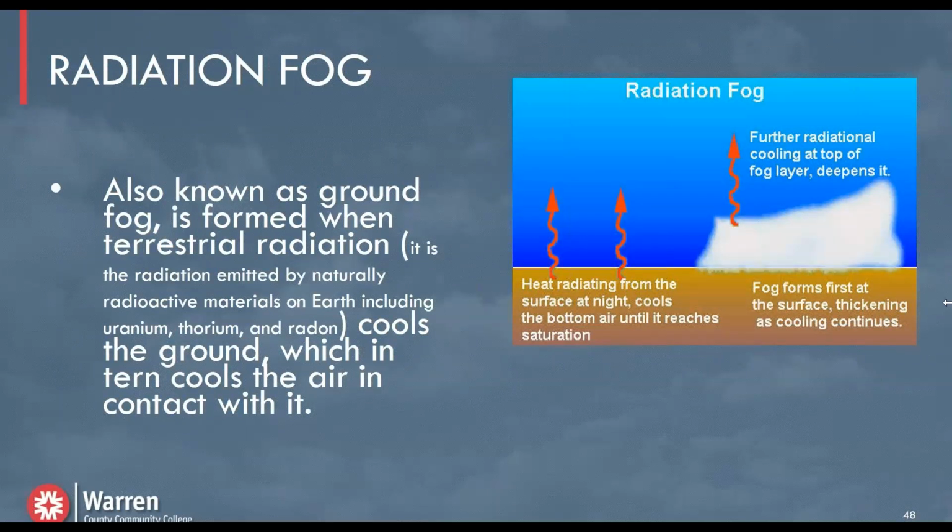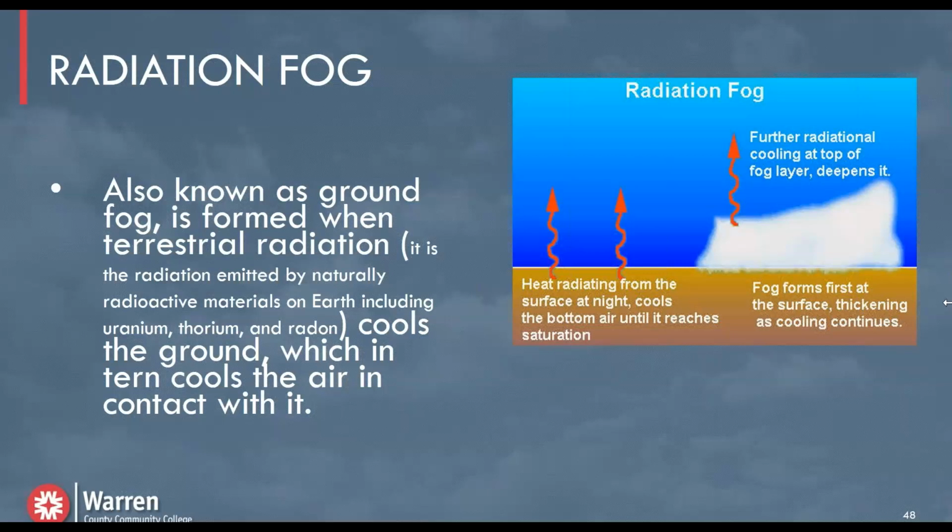So let's talk about radiation fog, also known as ground fog. It is formed when the terrestrial radiation, or the ground radiation, and radiation here, all things radiate, is the radiation emitted by naturally radioactive materials on the Earth, including uranium, thorium, and radon. And that cools the ground, which in turn cools the air it is in contact with.